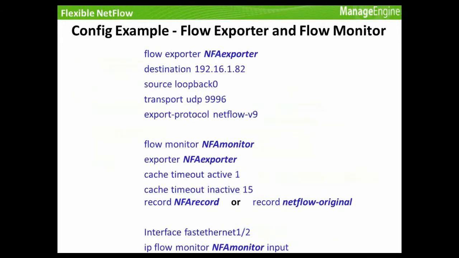After your flow record, you need to create your exporter, where, as we saw, you specify the destination IP address, the listener port number of your ManageEngine NetFlow Analyzer, and the export protocol. Then you associate it with your flow monitor. Earlier you saw the active and inactive timeout commands of NetFlow version 5. Here are the relevant commands for NetFlow v9. You specify the active timeout and inactive timeout, and from there you associate that flow monitor to an interface.